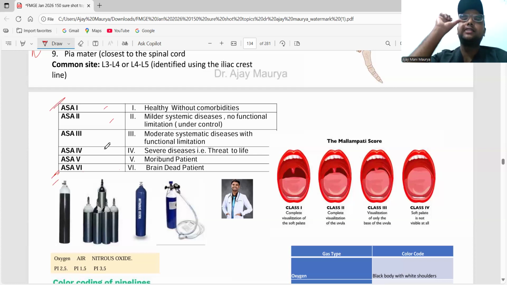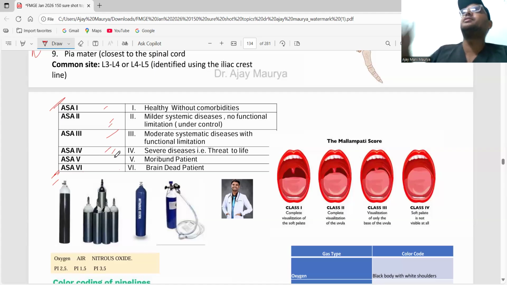Next, ASA 3, moderate systemic diseases with functional limitation. The first one is good, second one is mild, third one is moderate, fourth one is severe disease, meaning the patient might have chances to lose their life. ASA 5 is the moribund patient, about to die, where they will not give the surety that the patient will survive or not.